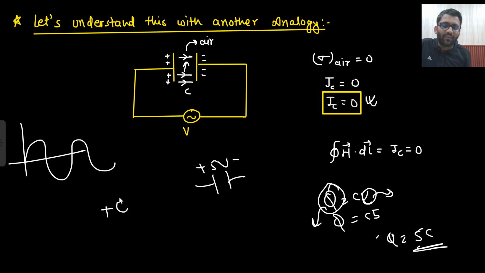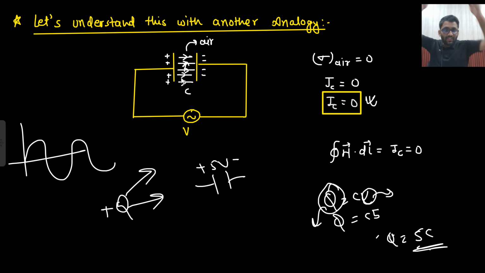Because what is electric field? From Q some electric field lines will go out. So if this is the positive charge and this is the negative charge, these will be your electric field lines, right? Now this charge is varying, so the electric field lines are also varying. So if there is some varying electric field, what will that generate? Displacement current. Is that clear to you or not?